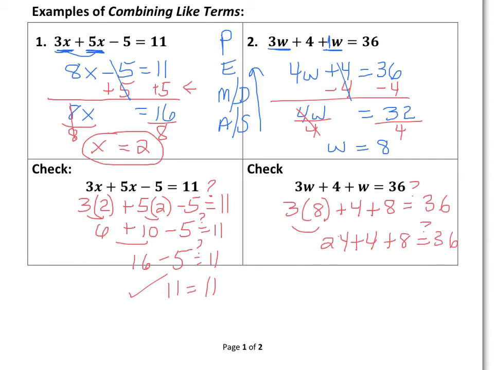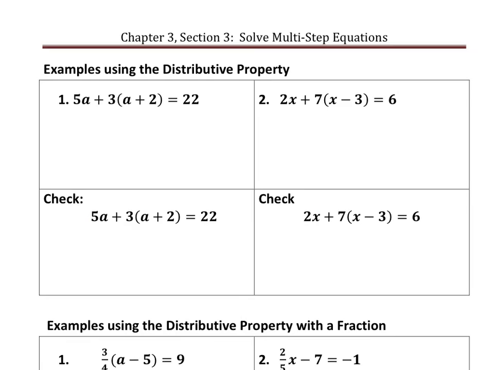Now we're going to work left to right. We've got 28 plus 8. Hopefully that equals 36, and it does equal 36. So we are confident that W equals 8. On the next page, we've got some parentheses in our problem here.